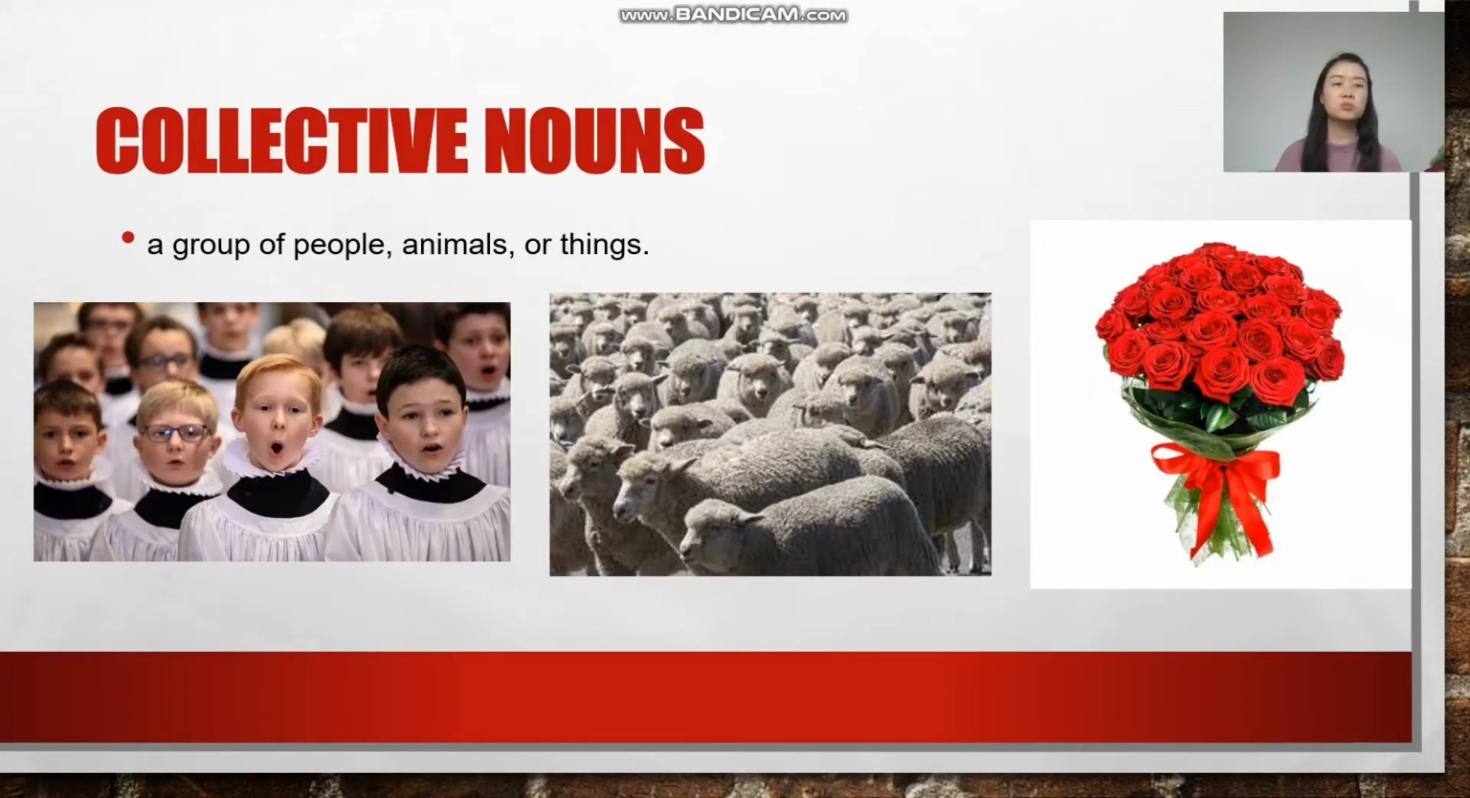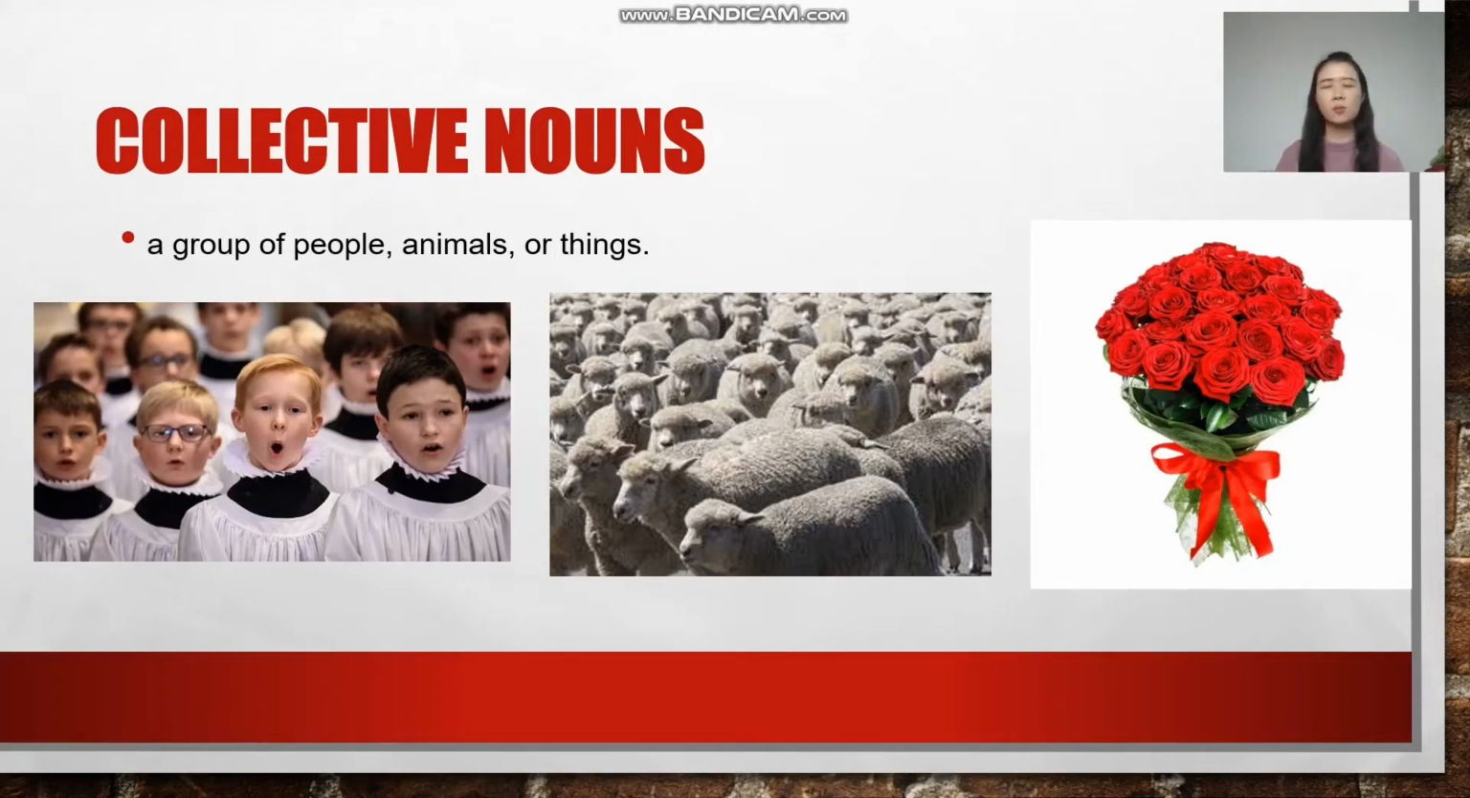The next one, they are sheep, but the group of sheep we would say herd, H-E-R-D, herd of sheep, okay? And the last one, they are flowers, right? But it's not only one, but it's called a bunch of flowers. So you can see that for the collective nouns, we are talking about the nouns that are collected together, okay? And we have a word in order to address them, in order to name them.